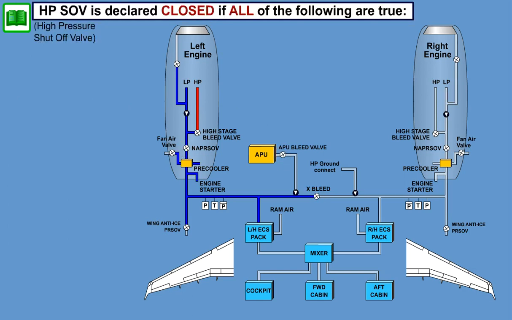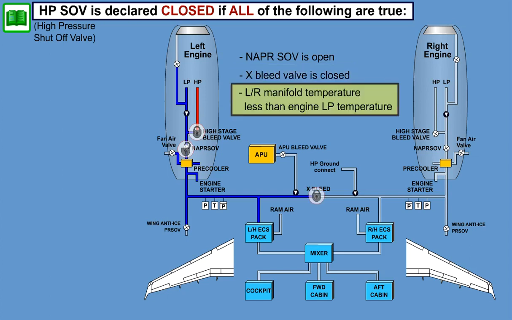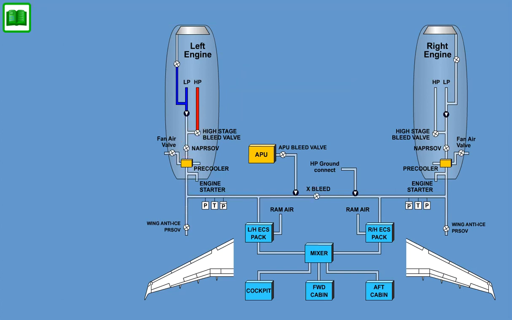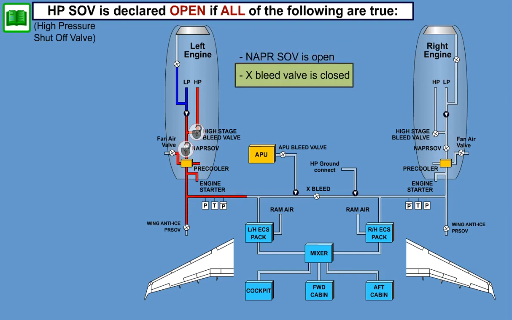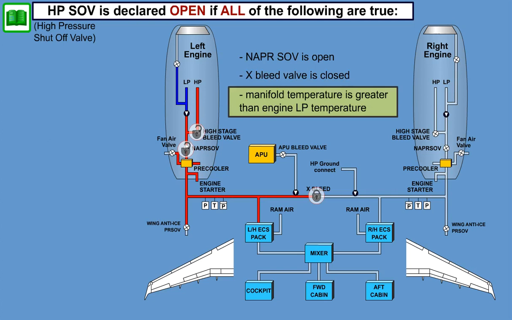The HPSOV is declared closed if all of the following are true. Corresponding NAPR SOV is open. Cross-bleed valve is closed. Corresponding manifold temperature is less than engine LP temperature. The HPSOV is declared open if all of the following are true. Corresponding NAPR SOV is open. Cross-bleed valve is closed. Corresponding manifold temperature is greater than engine LP temperature with hysteresis.